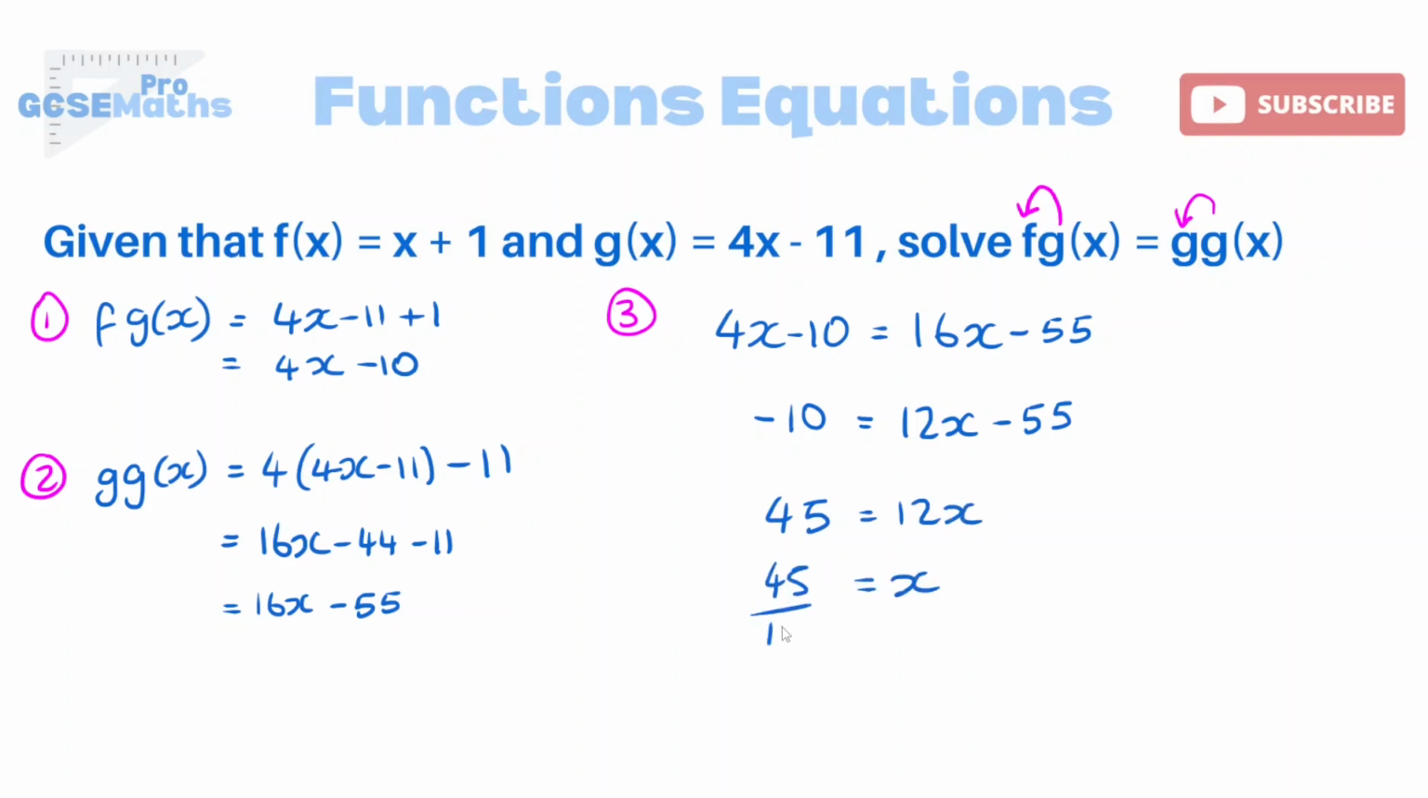45 over 12, not going to be a whole number. But I would probably just simplify that fraction, which I know that 3 is a common factor, isn't it? So 15 over 4. Now I think that comes out as 3.75, but I'm just going to leave it as a fraction. So there is your solution. X is equal to 15 over 4.